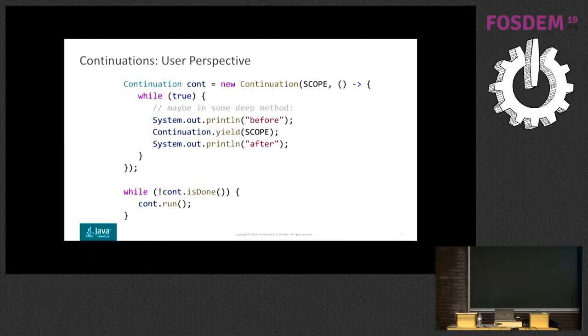This scope parameter there just helps us nest continuations inside one another and tell which one you want to go back to. The very important thing here is that even though this appears in the same method, in the same lambda expression here, this can be deep in the stack. So you can call other methods, and somewhere down the line they would call yield.